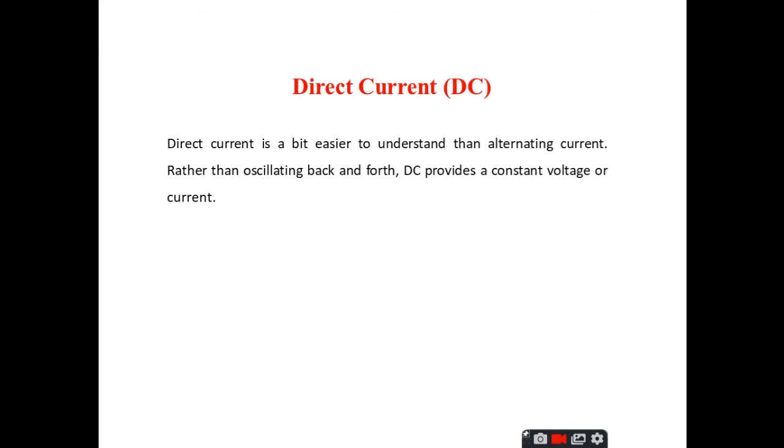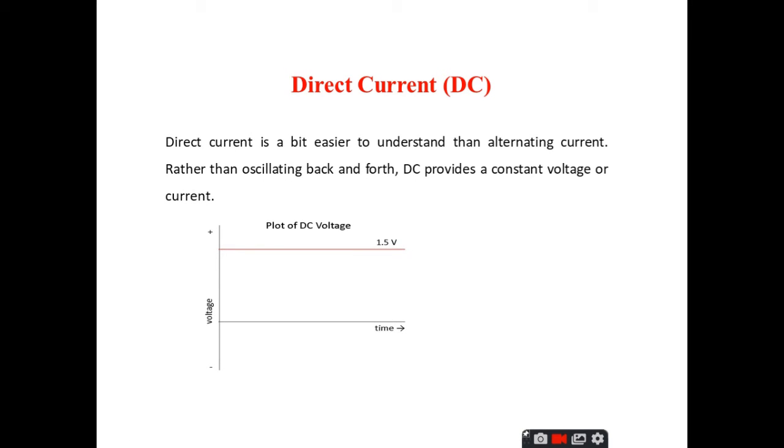And now coming to DC, direct current. Direct current is a bit easier to understand than alternating current. Rather than oscillating back and forth, DC provides a constant voltage or current. DC is defined as the unidirectional flow of current. Because it flows in one direction only, voltage and current can vary over time so long as the direction of flow does not change.